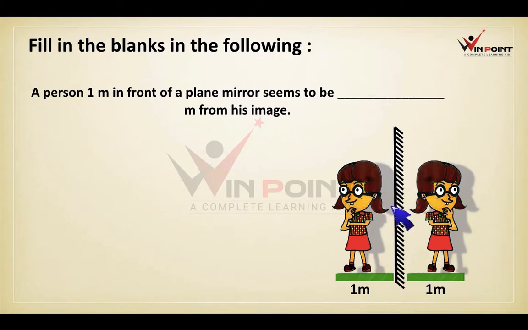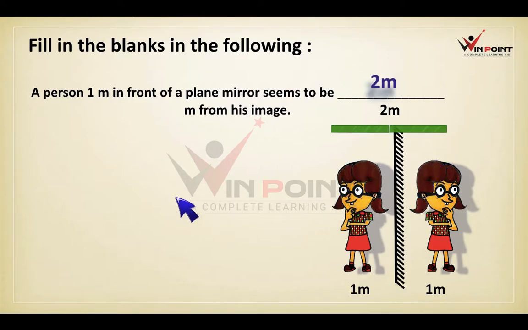Here, one person is standing in front of the mirror at a distance of 1 meter. Then the image is also going to be at a distance of 1 meter because object and image are equidistant from the mirror. Then what will be the distance between object and image? That is the question. This distance is 1 meter and this distance is 1 meter, then the total distance will be 2 meter. So we can say that the distance between the object, the person, and the image is 2 meter.